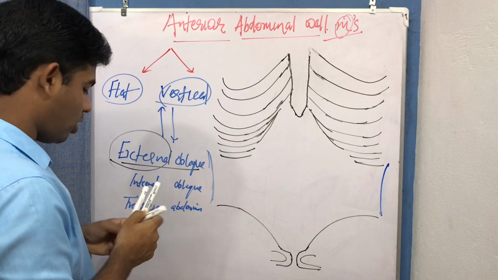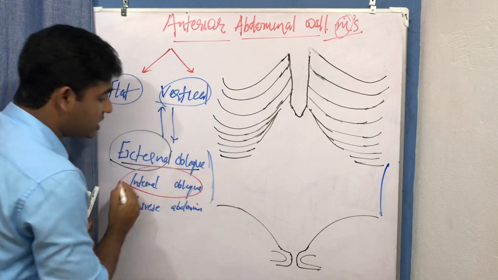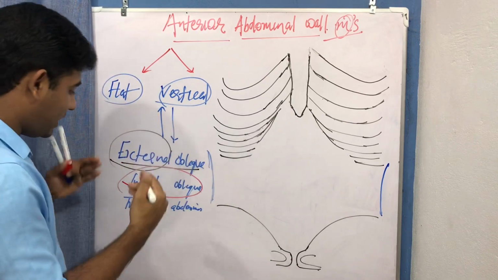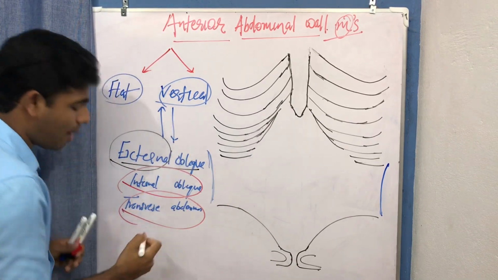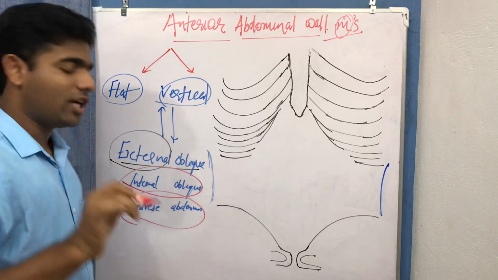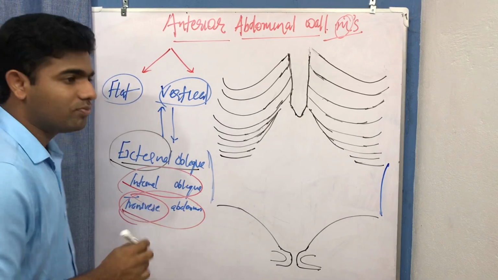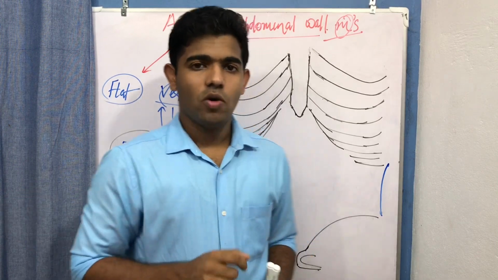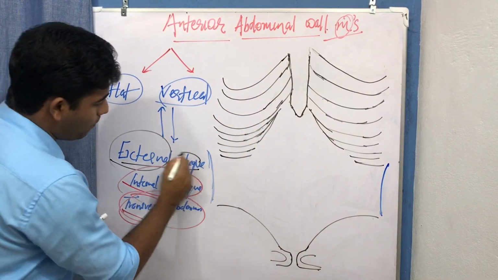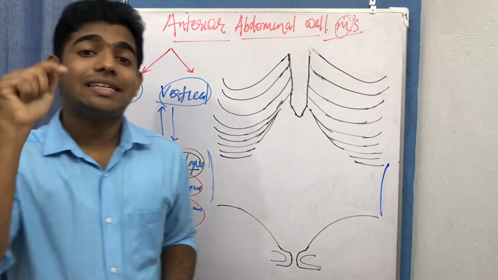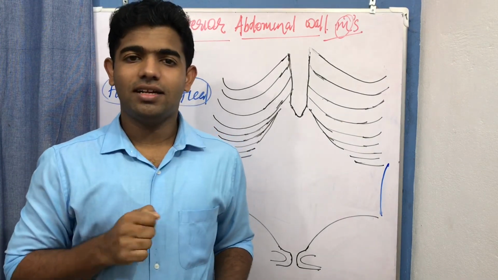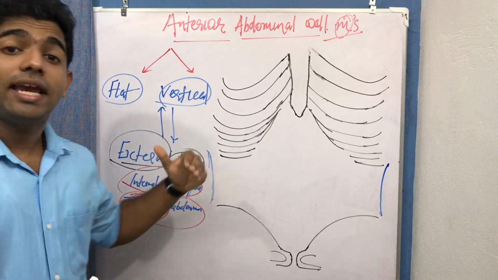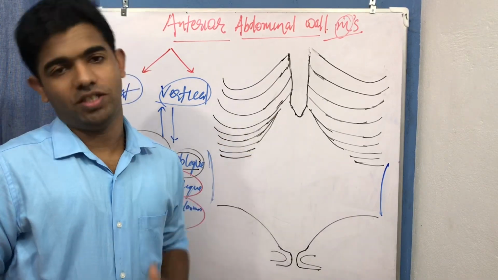Immediately below the external oblique muscle, we have the internal oblique muscle, and immediately below that you have the transverse abdominis muscle. What can you figure out from this name? Transverse means that the fibers run in a transverse direction. What can you figure out from this name? Oblique means the fibers run at some angle. Clear? So this simple differentiation between the names can help you remember the orientation of these fibers.